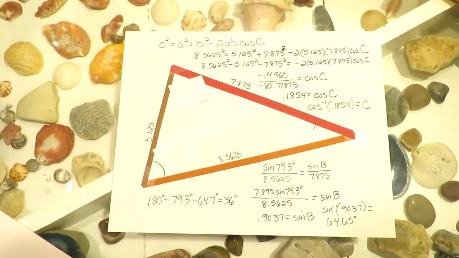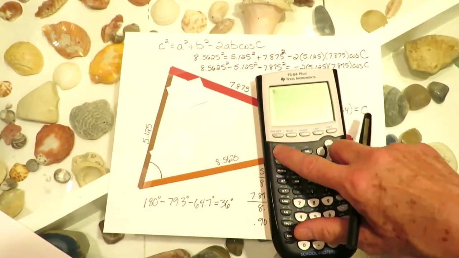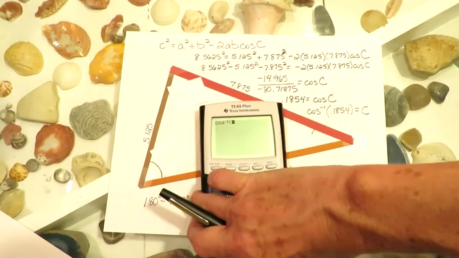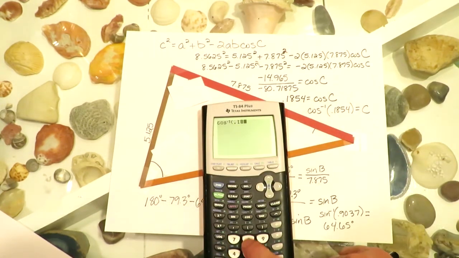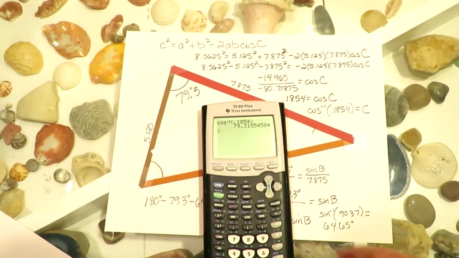So then use your calculator in degree mode. We're working with degrees in this triangle. Find inverse cosine of 0.1854, and that will give you angle C. And let's see what our calculator has to tell us. So inverse cosine of 0.1854 gives us 79.3. So that is angle C, 79.3.